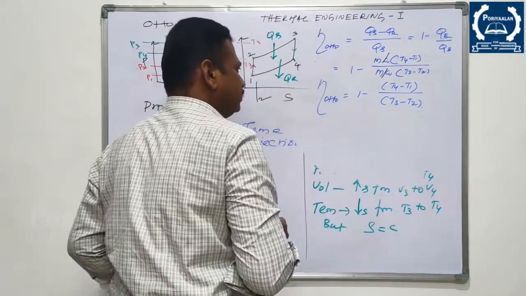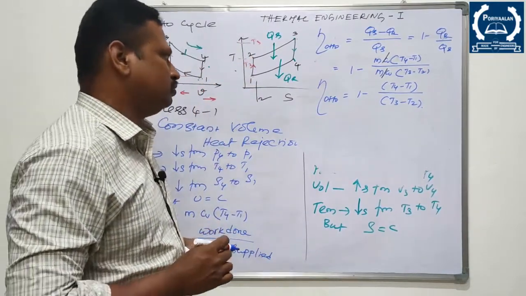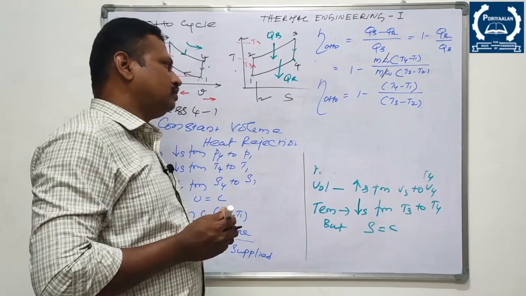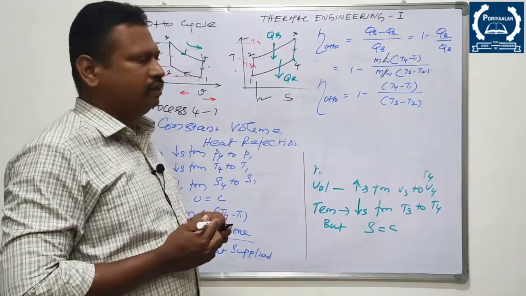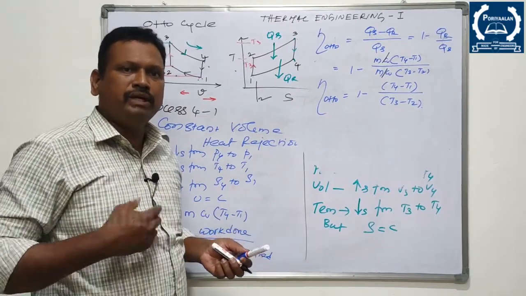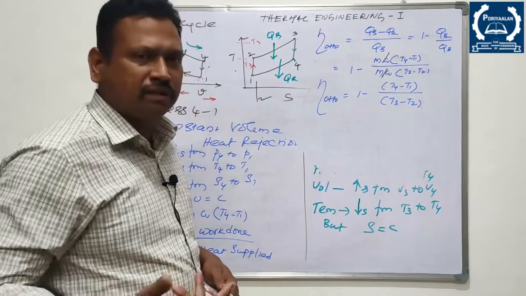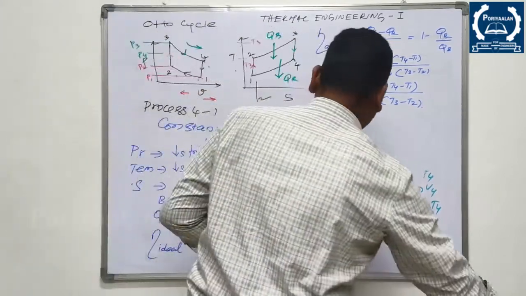Whereas when we are discussing problems, you will be given the compression ratio. So you will not be knowing all these temperatures. In such cases, the Otto cycle efficiency has to be expressed in terms of compression ratio, right? So what is compression ratio? How will we define compression ratio?